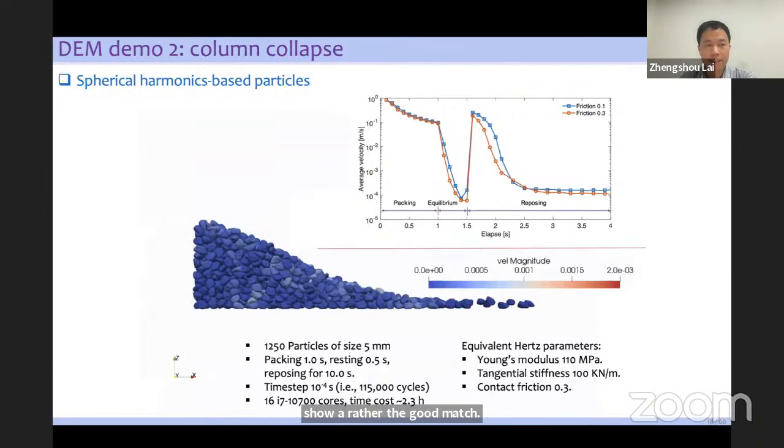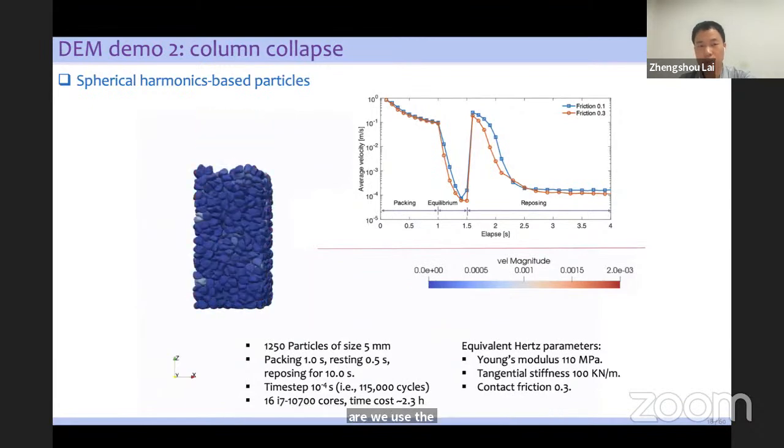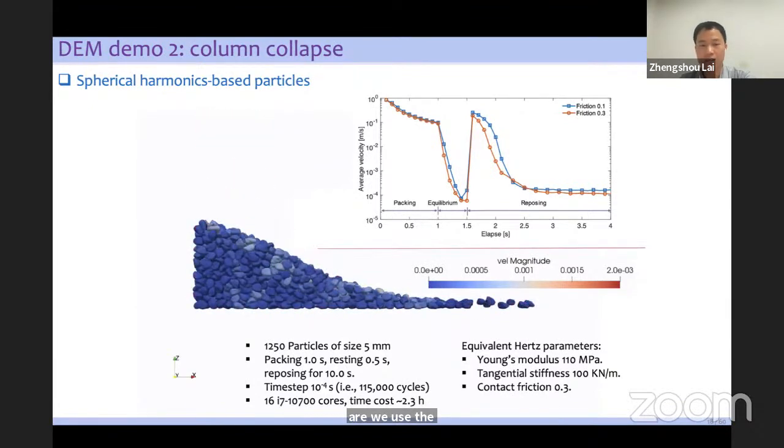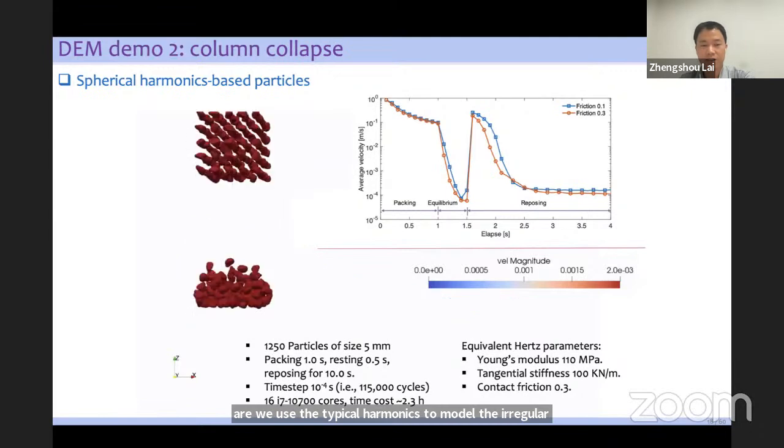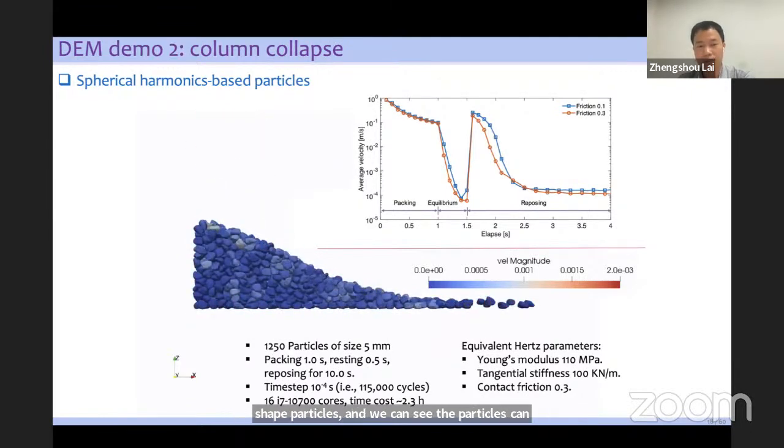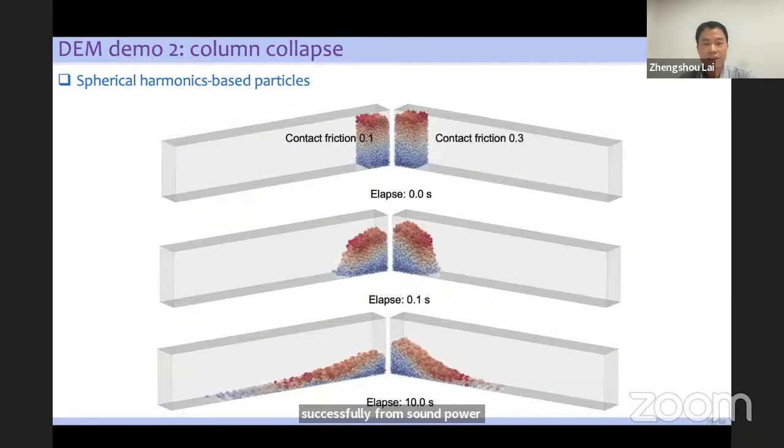The second example is the column collapse. Here we use spherical harmonics to model irregular shaped particles, and we can see the particles can successfully form a sand pile. Here are some snapshots of the column collapse process.